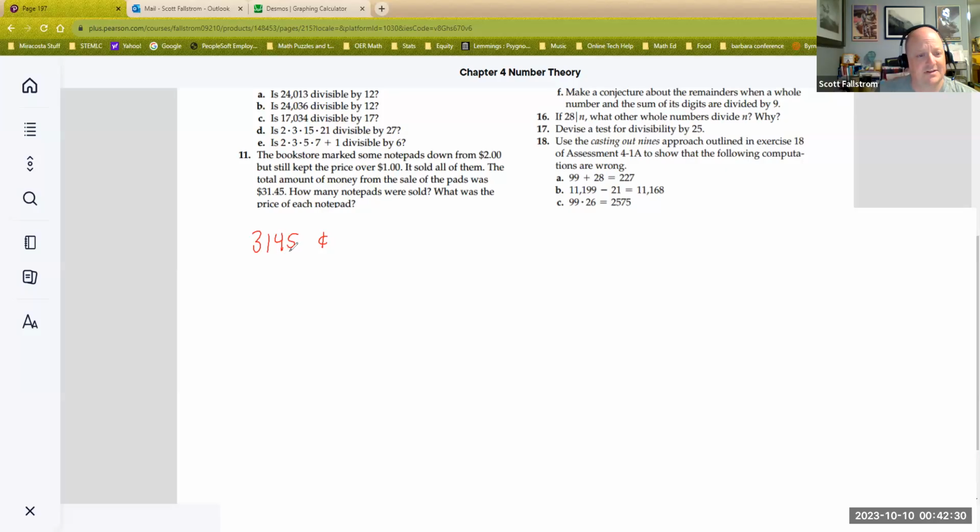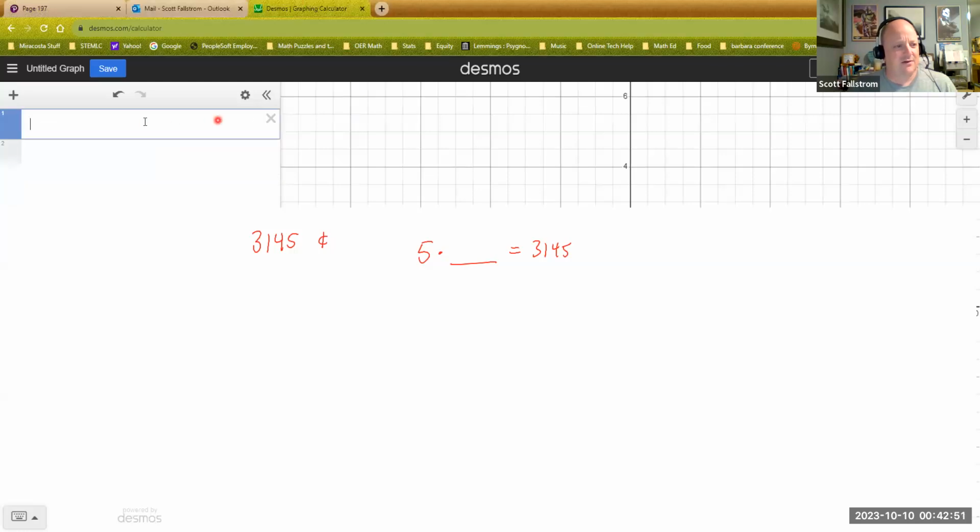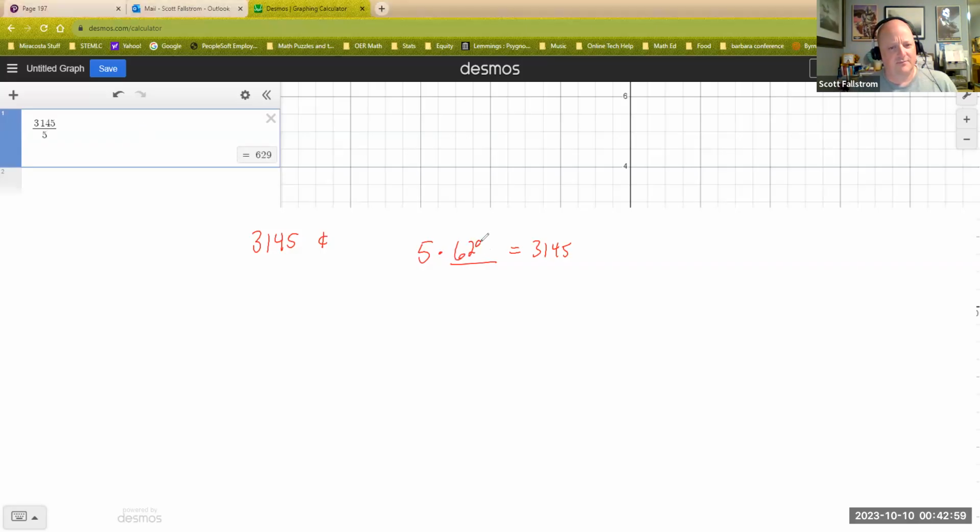And I can definitely see that 5 divides into this number. And okay, so 5 divides in. What does that tell me? Well, I have 5 times something that has to give me 3145. So that gives me some factors. One of the nice properties was, if I have 3145 and I divide it by 5, I actually get the other factor right there. So the other factor is 629.